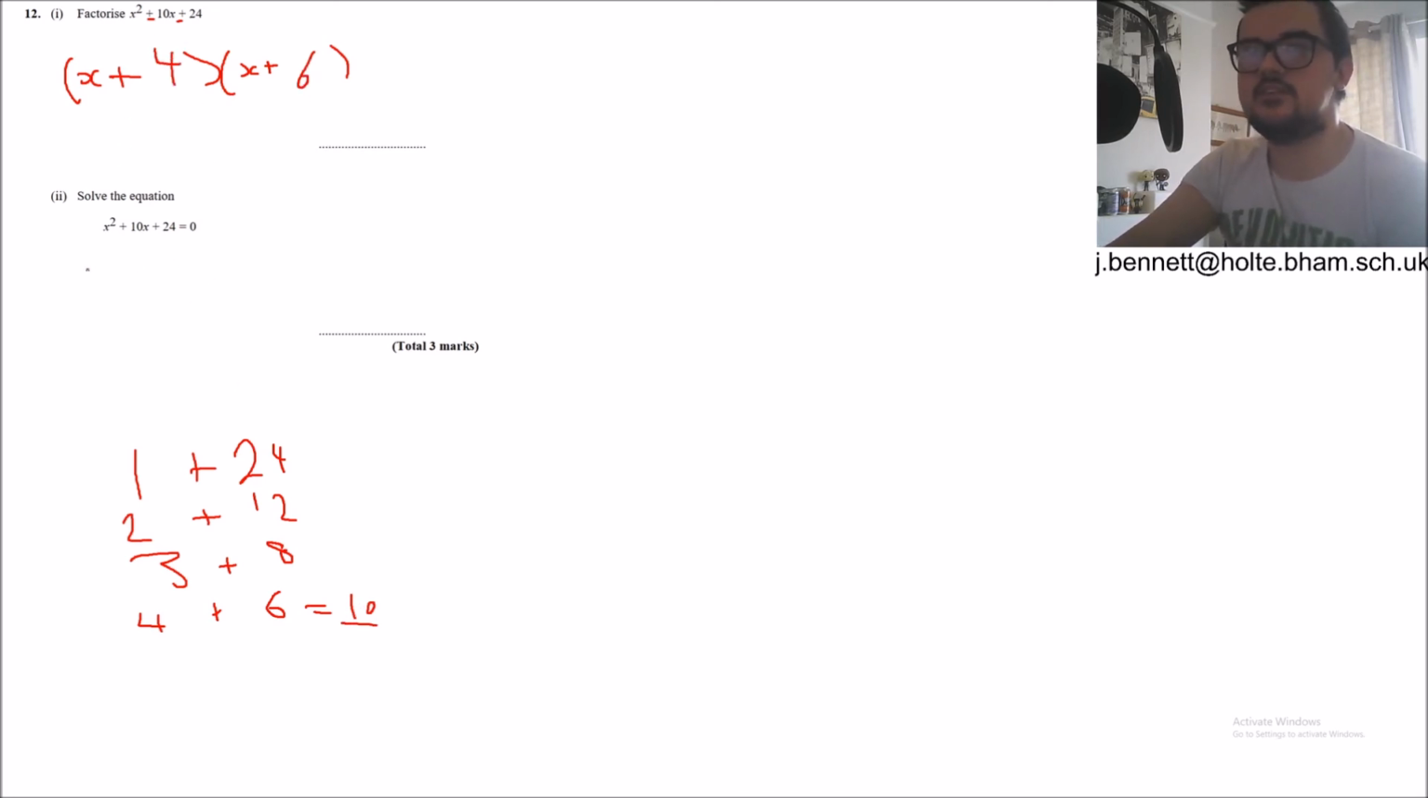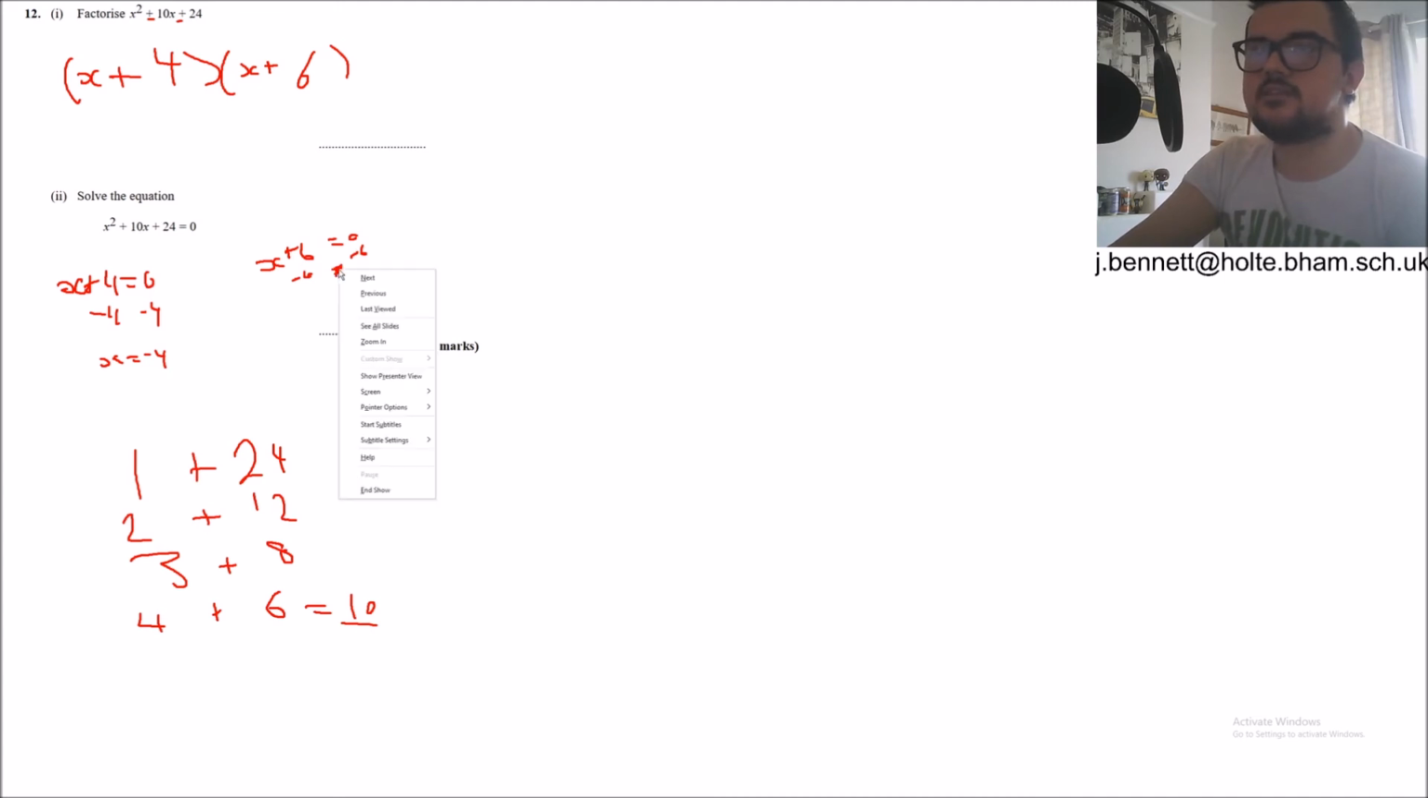We solve this, we get x plus 4 equals 0. We take 4 off both sides, we get x equals negative 4. We do the same with the 6, we take 6 off both sides. Cross that out, pretend that doesn't exist. You get x equals negative 6, so we get minus 4 and minus 6.